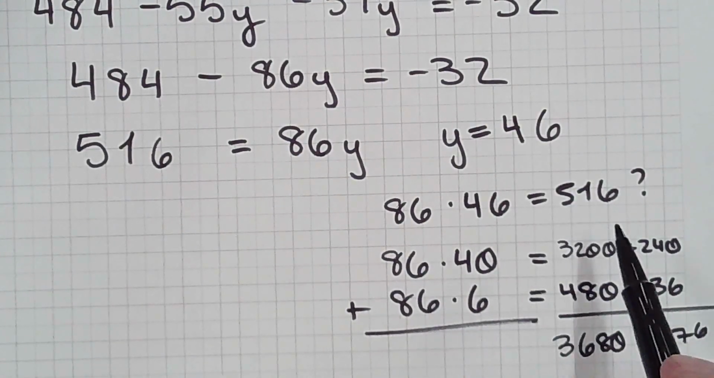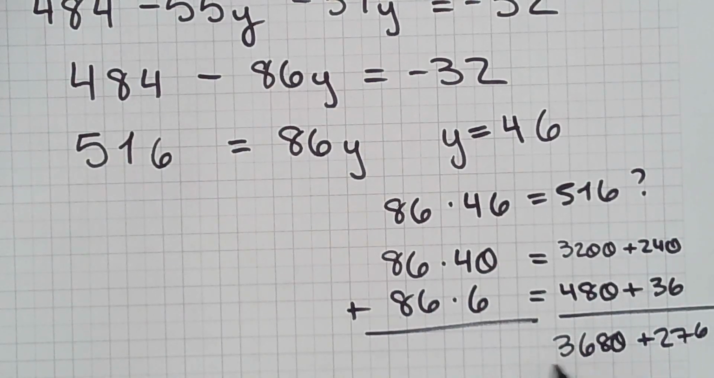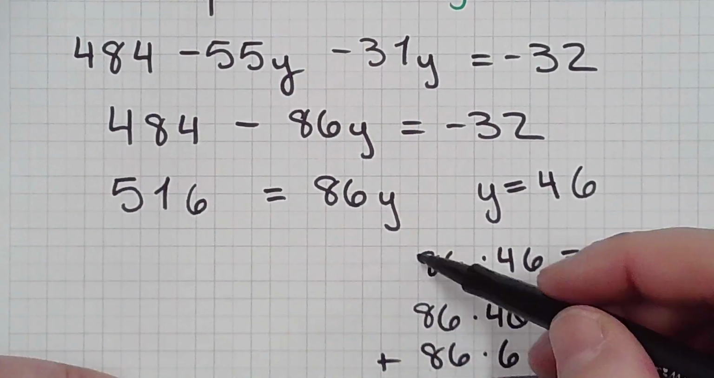Oh, no. Perhaps our answer is far too big, right? This is gigantic. 3,000 and something. It's way more than 516. So where did I go wrong? Oh, I know where I went wrong.